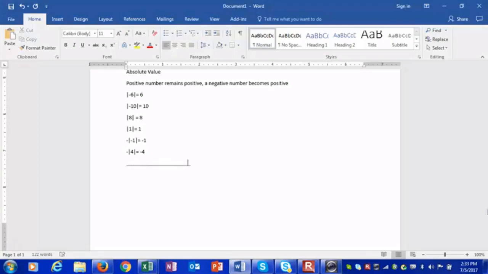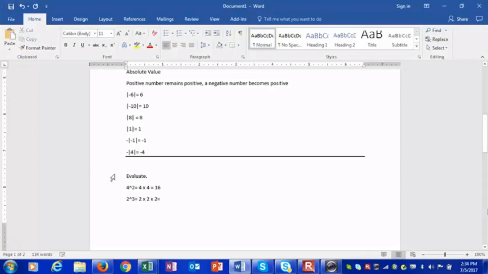Now, let's talk about evaluating. Evaluate. Alright, say I give you a number such as 4 squared. 4 squared is the equivalent of 4 times 4. Well, the question is, what is 4 times 4? 4 times 4 is just 16. Okay, what if I did the same thing, but this time 2 to the 3rd power? All you do is expand it to say 2 times 2 times 2. Well, first of all, 2 times 2 is just 4. What is 4 times 2? 4 times 2 is just 8.